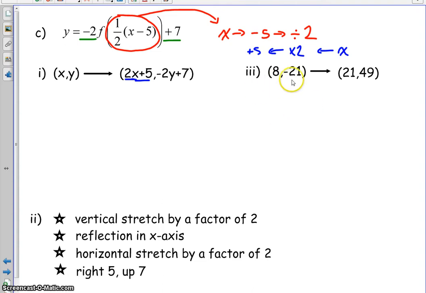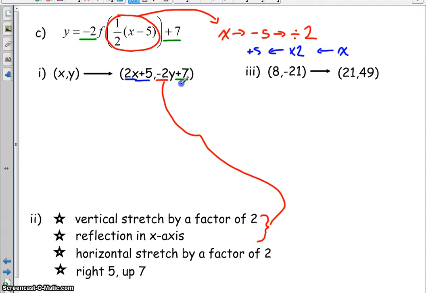Okay, so if you put 8, negative 21 inside the mapping rule for x and y, you should wind up with 2149. As to transformations, again, let's start with y; in this case, it doesn't actually matter. So y gets multiplied by negative 2 first in the mapping rule, so that gives you two things. It gives you the vertical stretch by a factor of 2 and reflection in the x-axis.